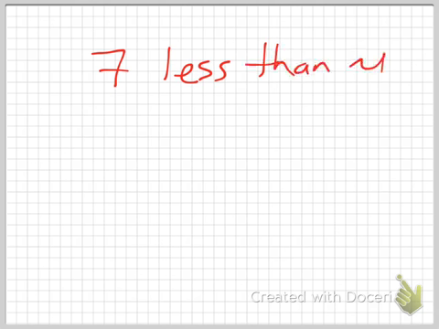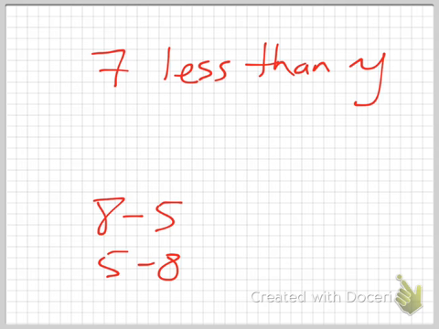Answer this one for me. Does the order of a subtraction problem matter? What is 8 minus 5? 3. What is 5 minus 8? Negative 3. Oh. So see, when it comes to subtraction, the order does in fact matter. So then, because of that, I require that you even do the more thans the right direction.